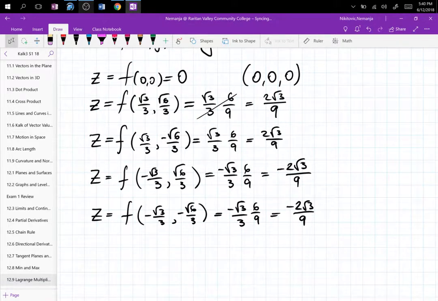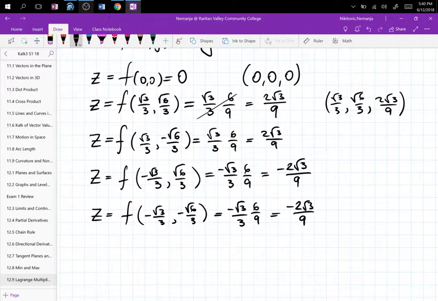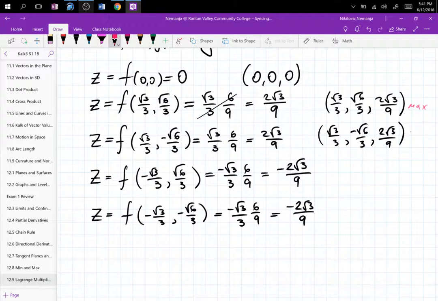So I find that these points here are maximum points. We have root 3 over 3, root 6 over 3, 2 root 3 over 9, and root 3 over 3, negative root 6 over 3, 2 root 3 over 9. So both of these are absolute max, right? Because the z value is the highest.